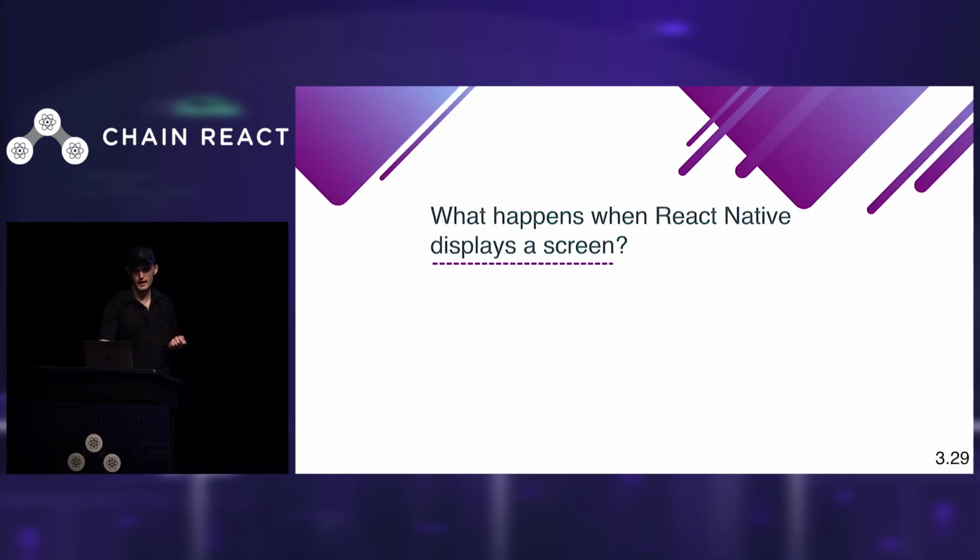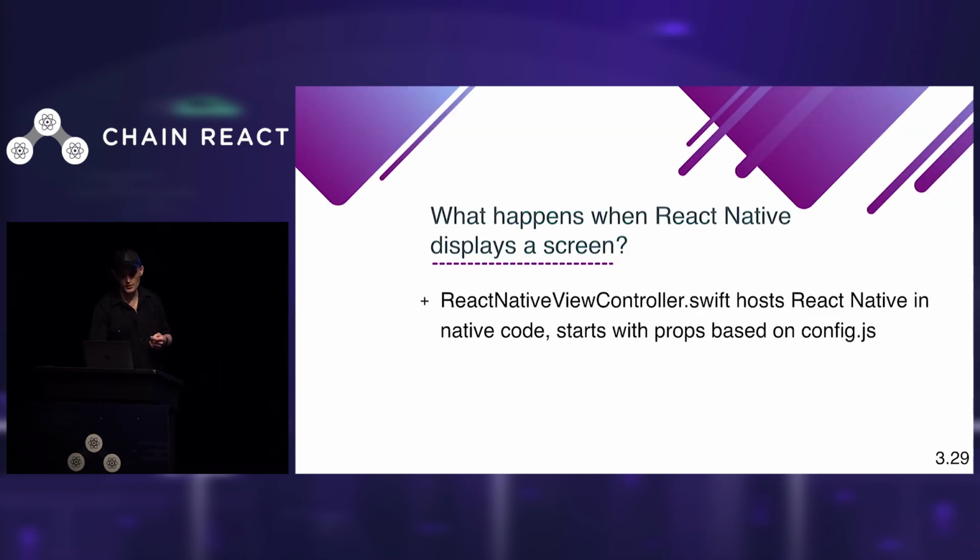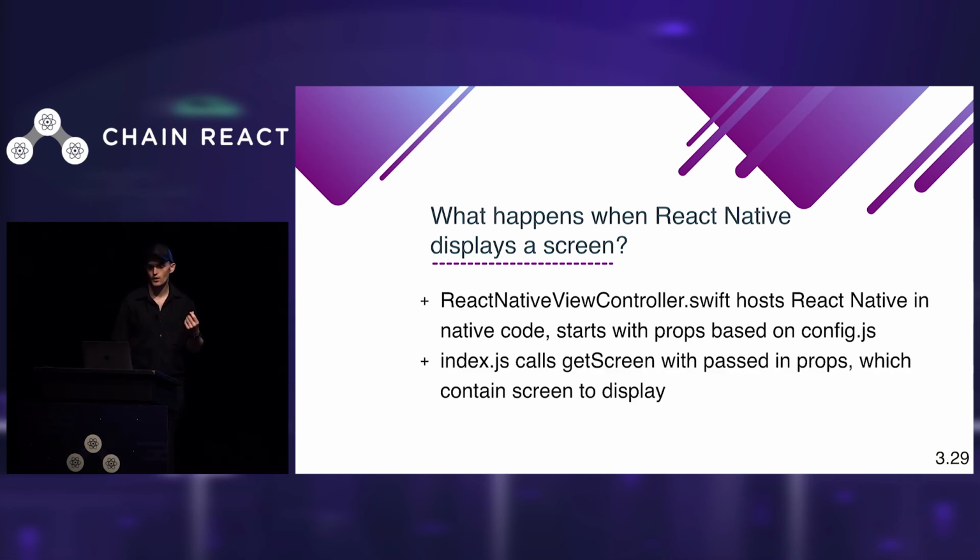So what happens when React Native displays a screen? Again, as I was saying, every screen in iOS has at least one view controller in it. And ReactNativeViewController.swift is the thing that hosts React Native. When that gets instantiated, it passes down some props, which are based on the config.js file that I just showed you. Index.js gets called when the screen is shown.